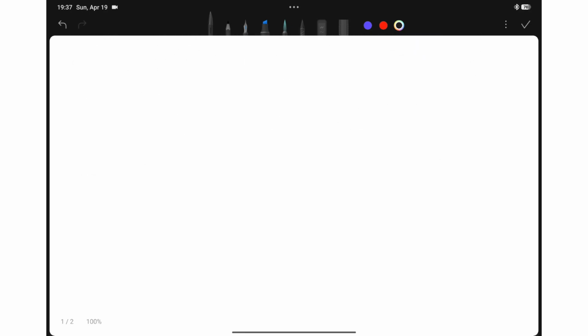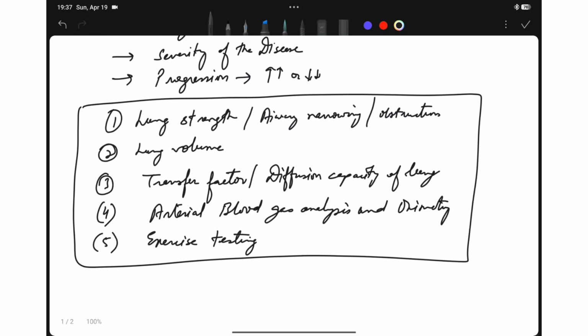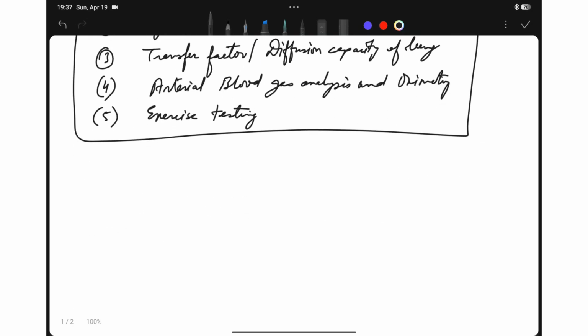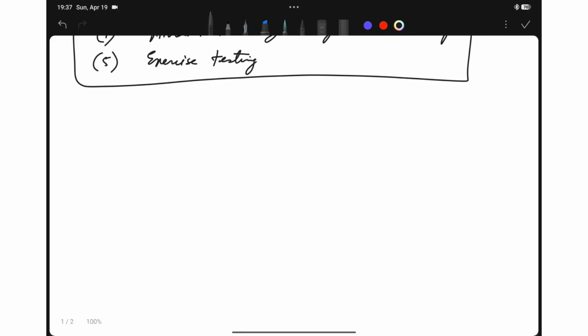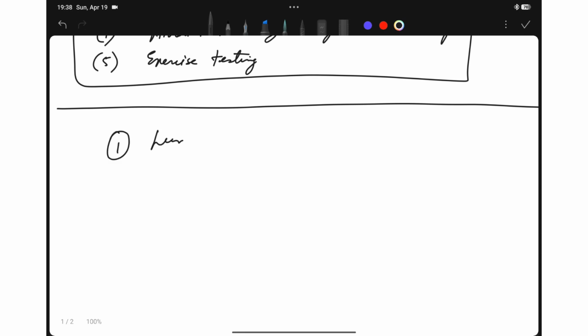Now this video will only explain these 5 headings in short detail. We are not going into the very detailed part, which we will cover in subsequent videos. So the first thing is lung strength and how we measure it.